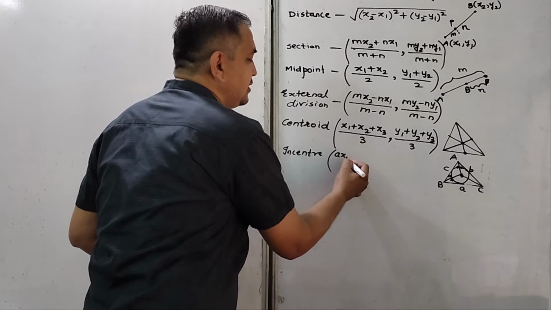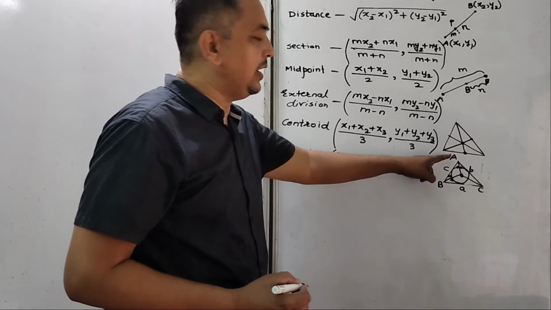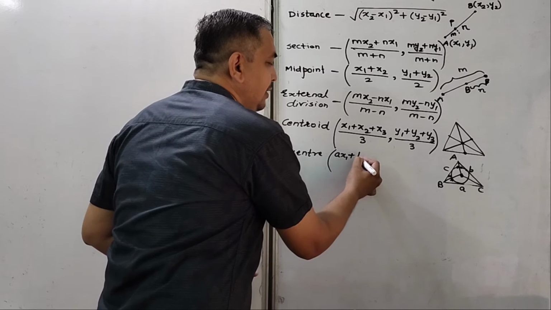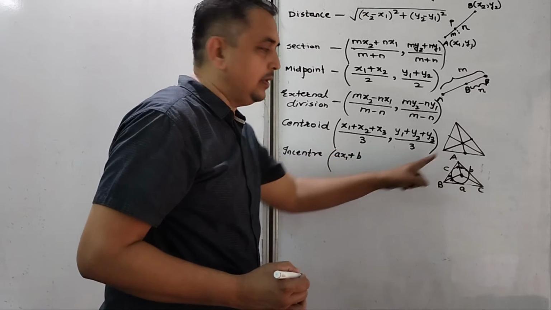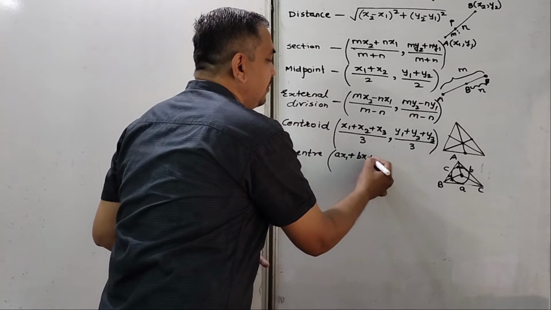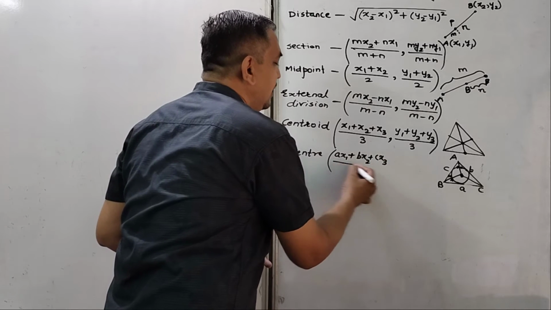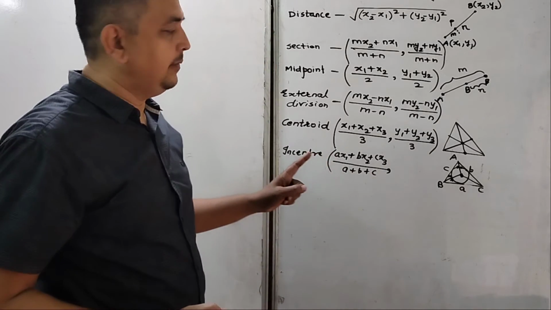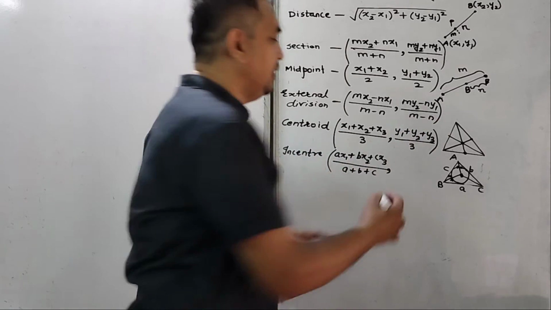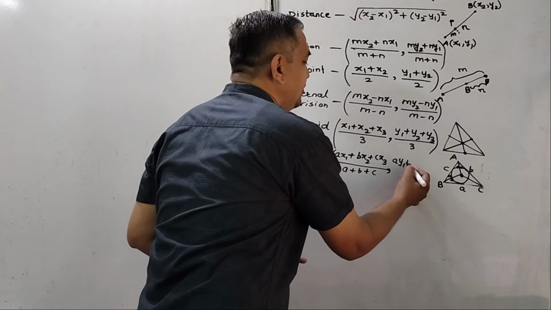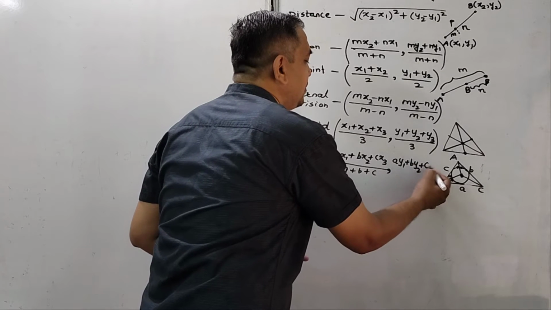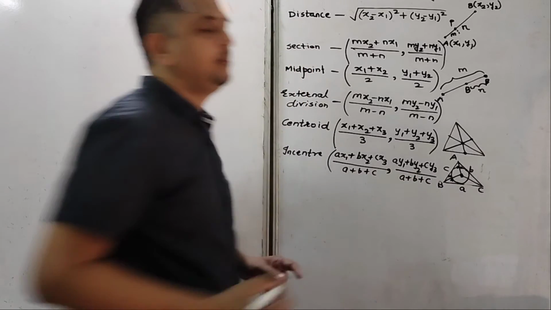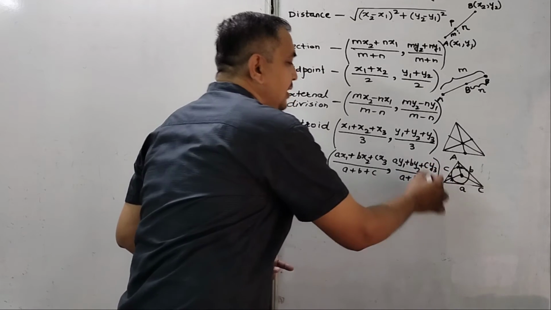a x1, a into x coordinate. Now we can guess the next values. Plus, it will be b into x2 plus c x3 upon (a plus b plus c). Now what will be y coordinate? Same thing with y coordinates. So (a y1 plus b y2 plus c y3) upon (a plus b plus c). So this is incenter.